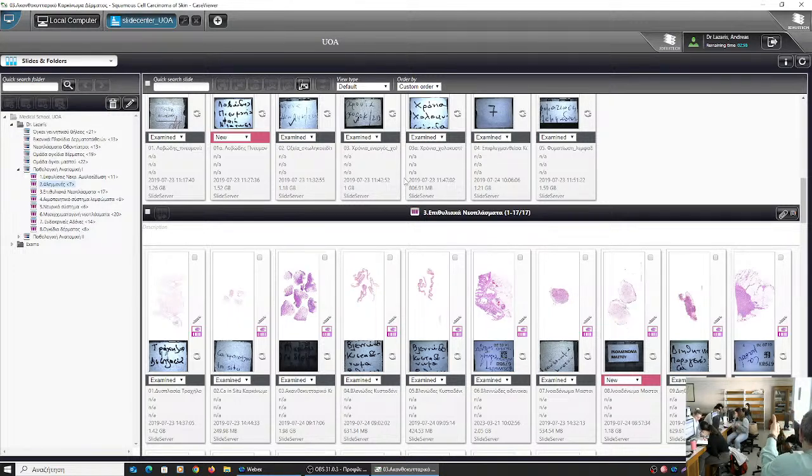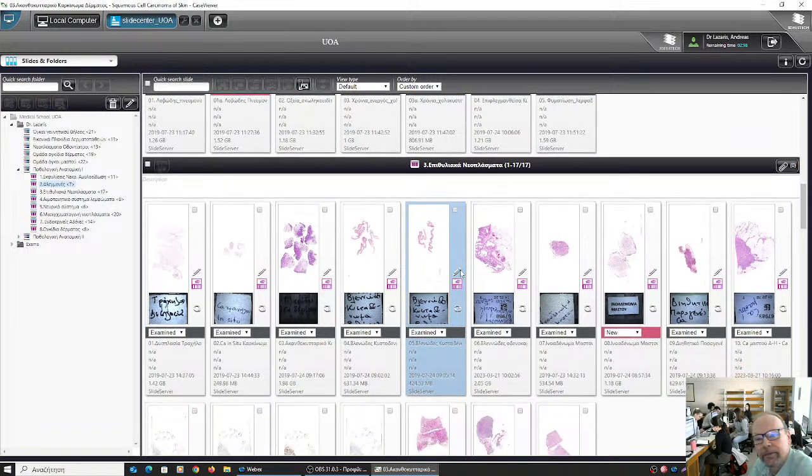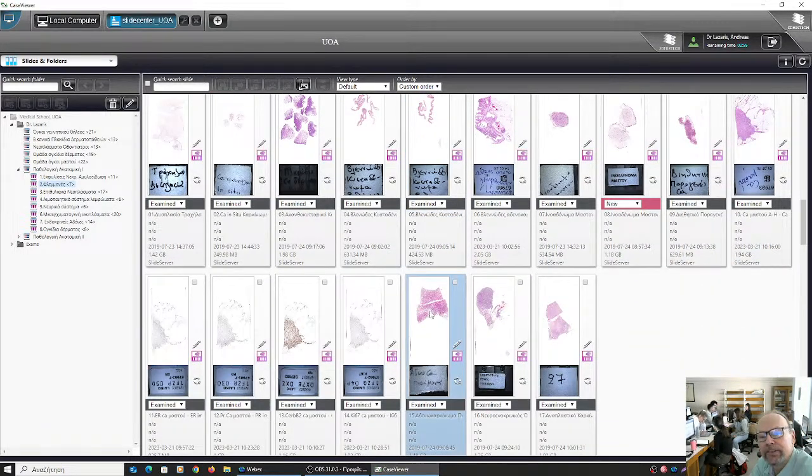Cervical dysplasia, squamous cell carcinoma, the one we just saw, and the next, that will be our last slide for today, adenocarcinoma of the lung. So let's have a look at the adenocarcinoma of the lung. Here it is.